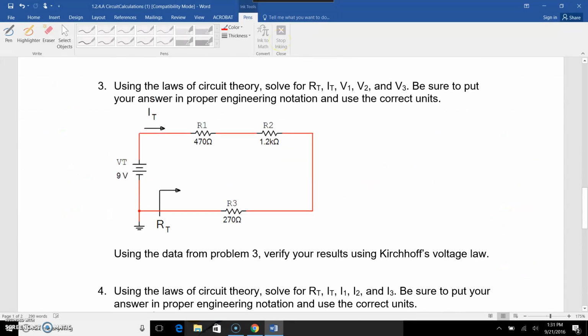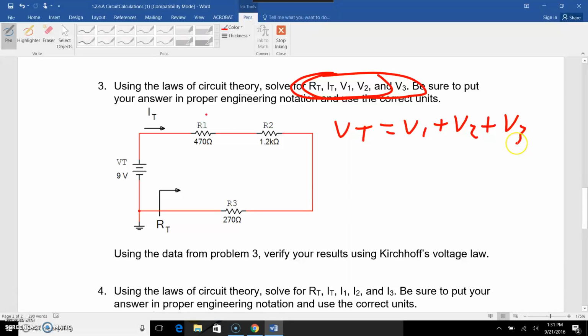As you scroll down to number 3, now you're going to do the full meal deal. They're giving you a series circuit with many values. You need to find all the missing items that they're asking for right here in the problem, and then use Kirchhoff's law to verify. I'll give you a hint. Kirchhoff's law on a series circuit says that the total voltage should be equal to the sum of all the voltage drops across the resistors. Okay, so that's your hint for number 3.